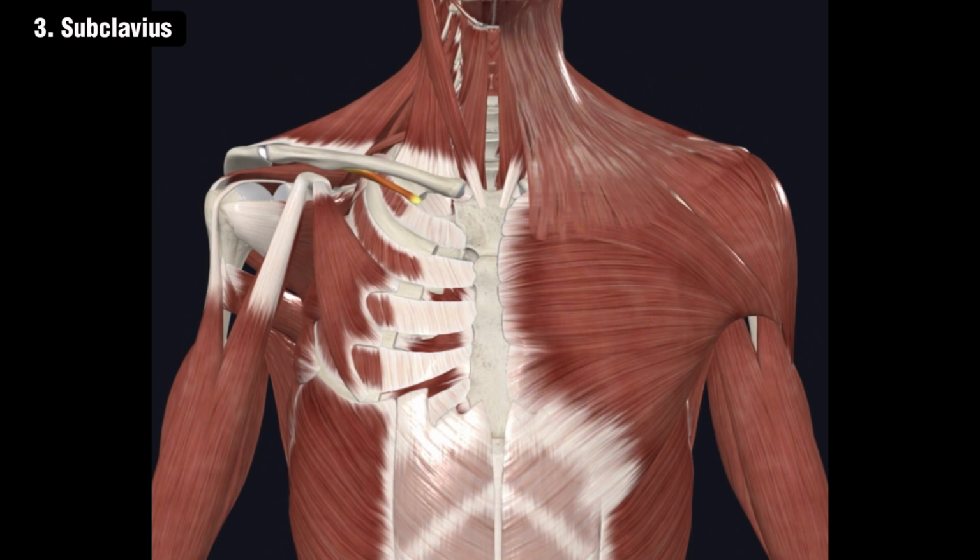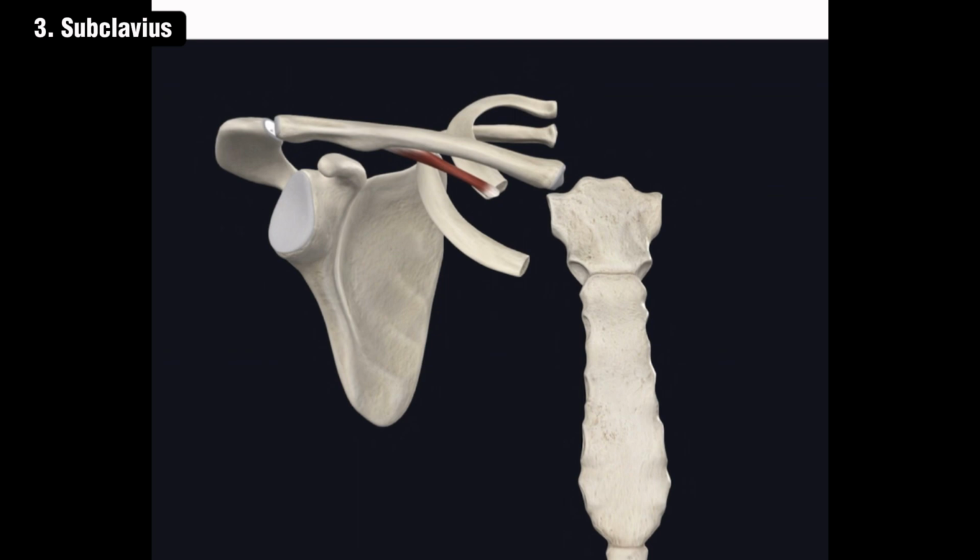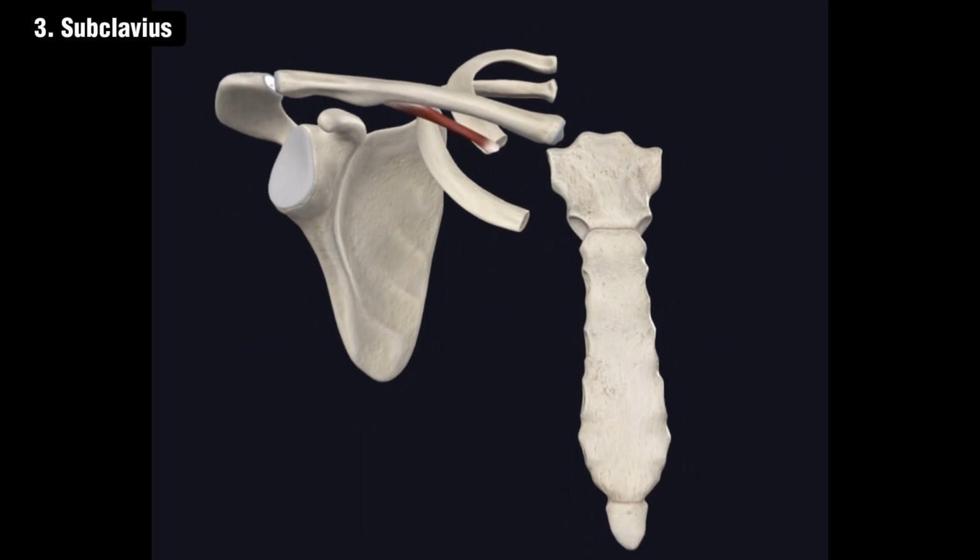Next up, we have subclavius muscle. As the name suggests, the subclavius muscle is present right below the clavicle. Upon isolation, the muscle looks something like this. It is present right below the clavicle. The origin of the subclavius muscle is at the first rib.